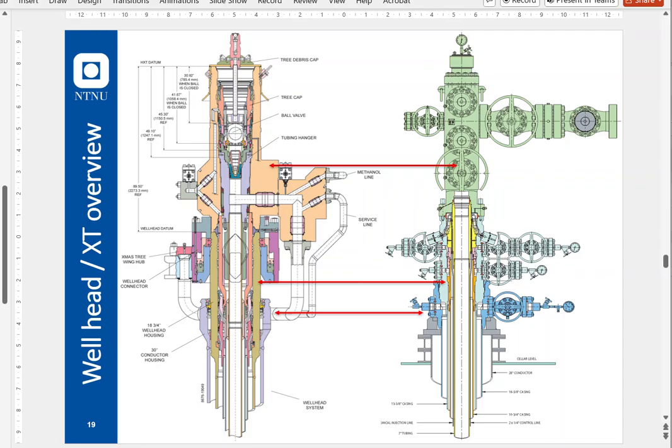Let's see. I don't think we will go into much more detail. What we will see later on is a video that shows how the different casing hangers that sit inside here, how they are installed and how it works. And we can see some pictures of it.